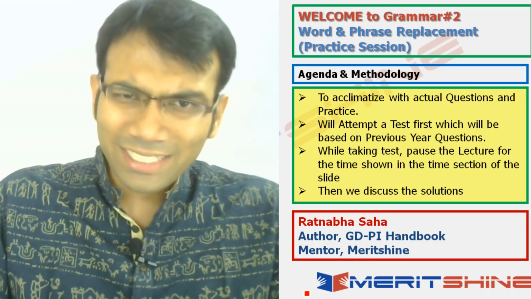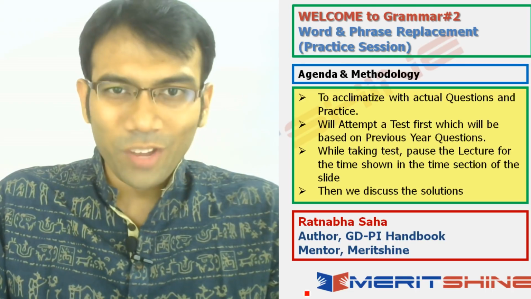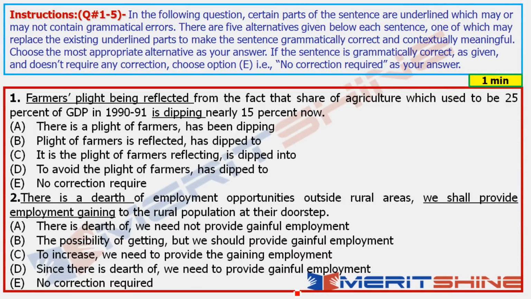Okay, so let's start with the test then. The first 5 questions, first read the instruction. I'm not giving extra time for reading the instruction; take 1 minute to do the 2 questions on the slide. Questions 1 to 5 have the same instructions. The first 2 questions are on this slide and the next 3 questions would be on the next slide. So take 15 seconds to read the instructions and then give 1 minute to do the questions. Your time starts now.